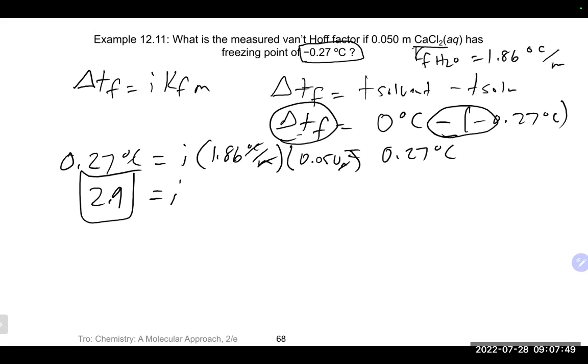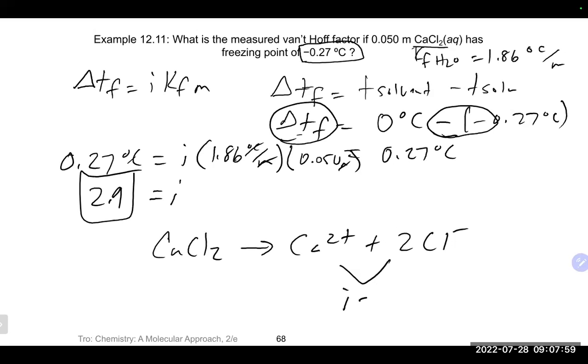So this is the measured i value of 2.9, which if we just went straight off of the formula for calcium chloride here, it would break apart into 1 calcium and 2 chlorides. We would predict that the i value would be 3. So here again, you can see it's a little bit lower than what would be predicted by the formula, but you can go by the formula here. Any questions on that there?